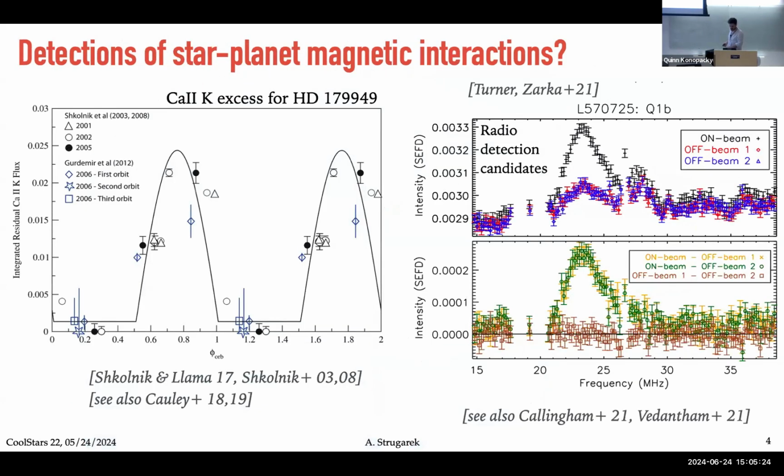When we look at the literature, at what we detected so far, as has been said before, it's been quite tentative. On the left, you have some tentative chromospheric emission that seems to be tied to some orbital phases of a known exoplanet, and I will come to that in a minute. And also some tentative detection in radio here from Turner in 2021.